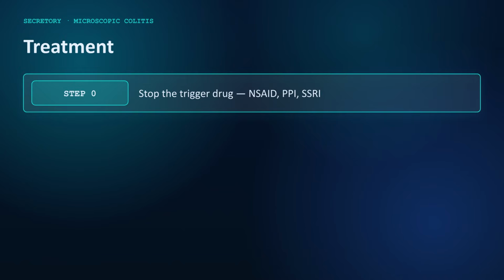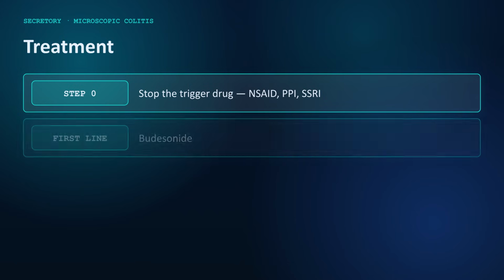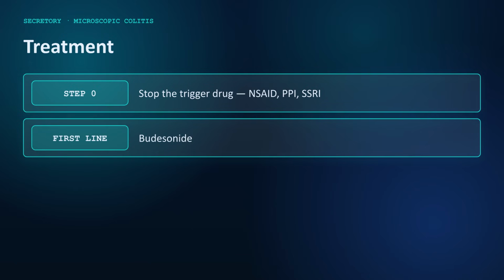Treatment starts before any drug. Stop the offending medication if you can: the non-steroidal, the proton pump inhibitor, the serotonin reuptake inhibitor. Then budesonide is first-line therapy. It is a corticosteroid with high first-pass metabolism, so you get a local colonic effect with limited systemic exposure.